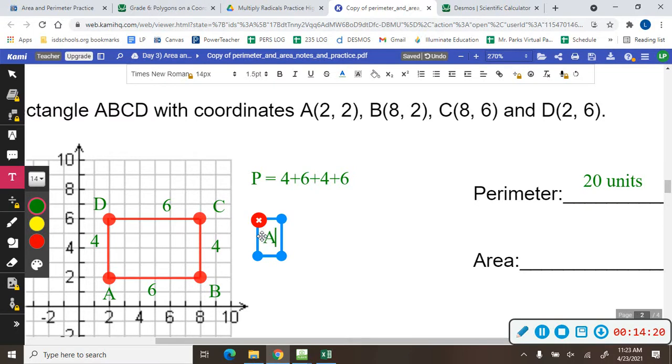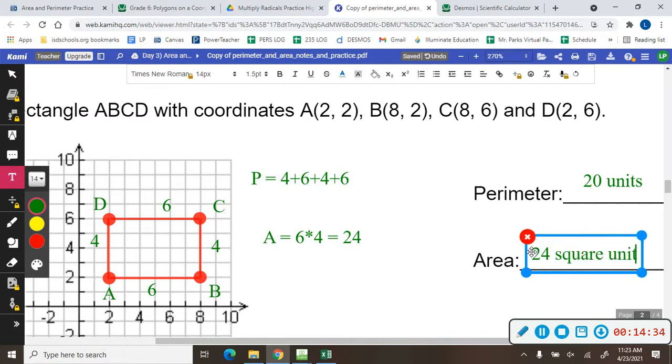Now the area of a rectangle is base times height or length times width, however you want to say it. It's going to be 6 times 4, which is 24. So the area is 24 square units.